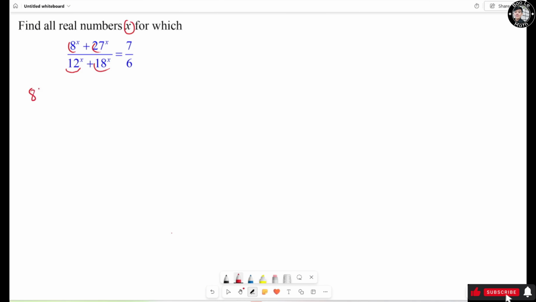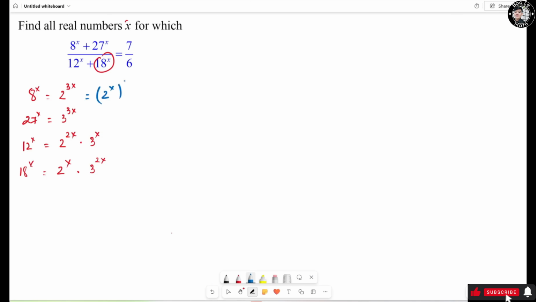Observe that 8^x equals 2^(3x), and 27^x equals 3^(3x). 12^x equals 2^(2x) times 3^x, and 18^x is going to be 2^x times 3^(2x). Now 2^(3x) turns out to be (2^x) cubed, this one (3^x) cubed, this one (2^x) squared times 3^x, and the last one 2^x times (3^x) squared.